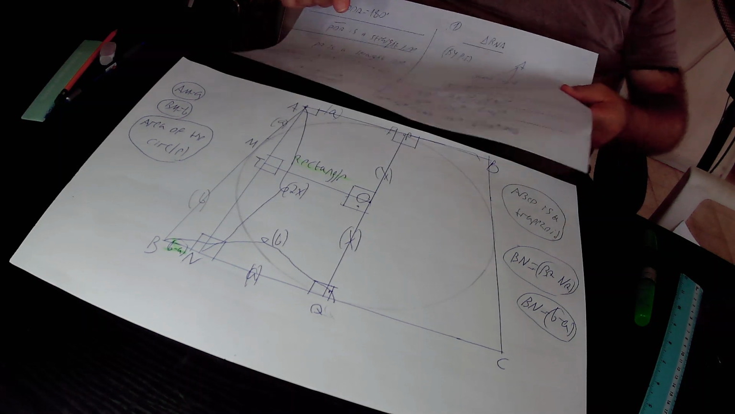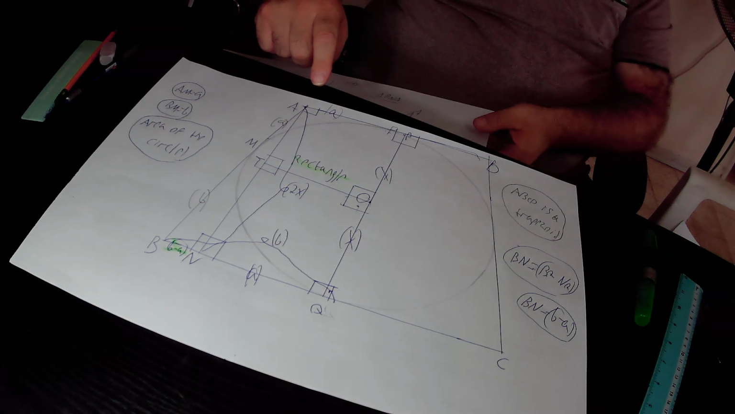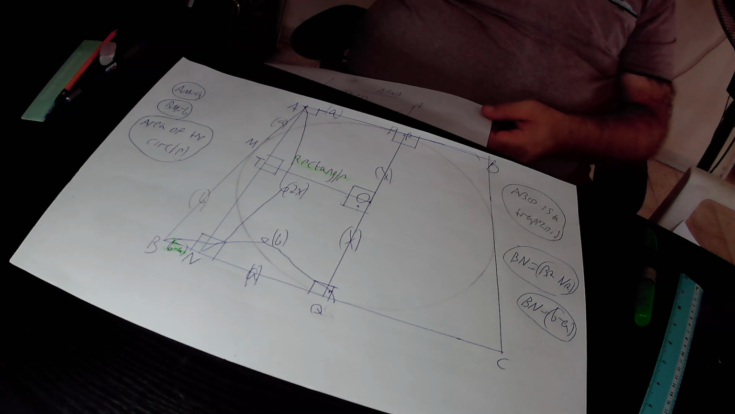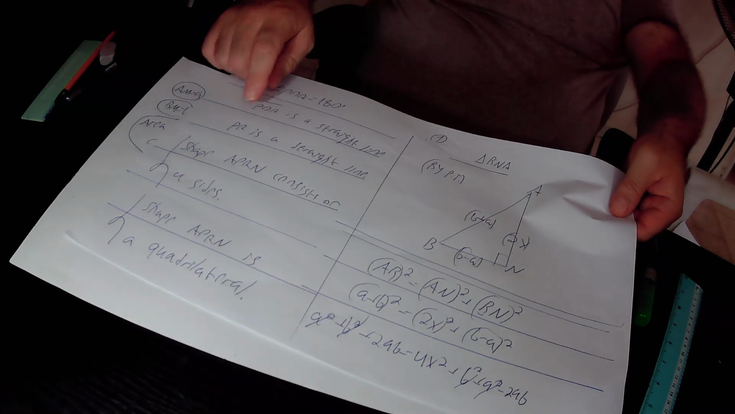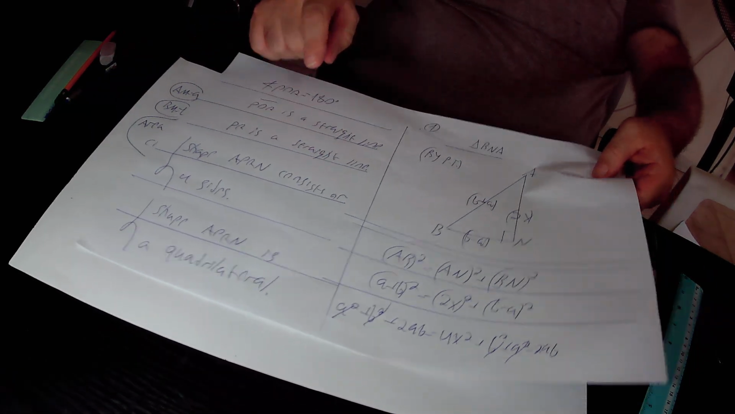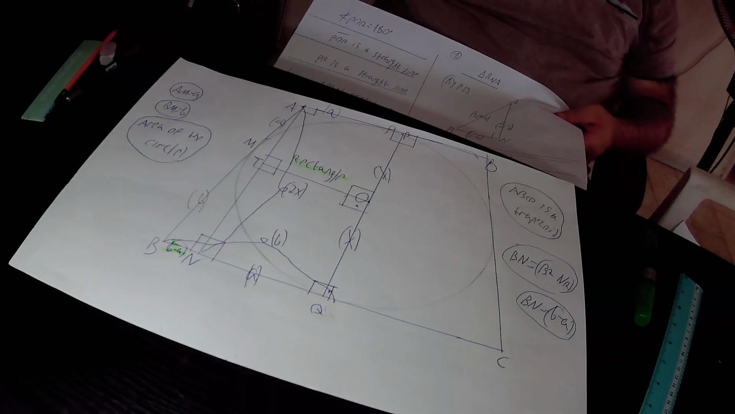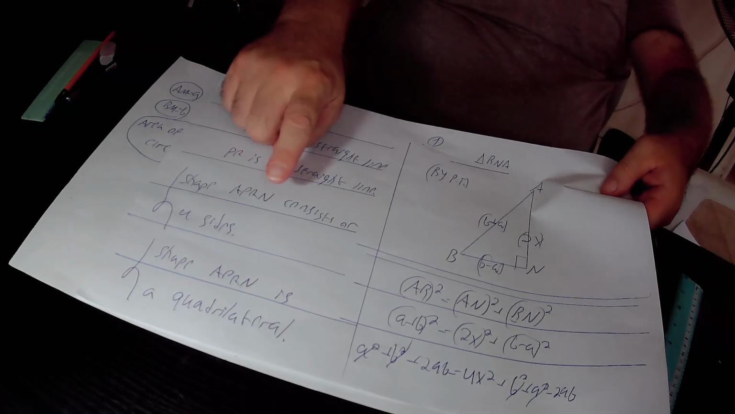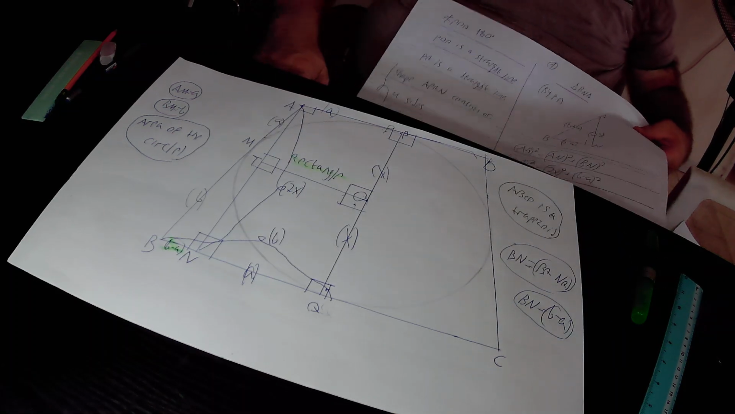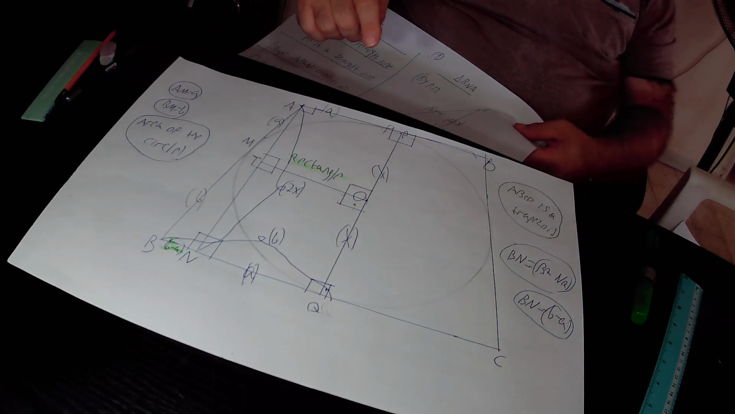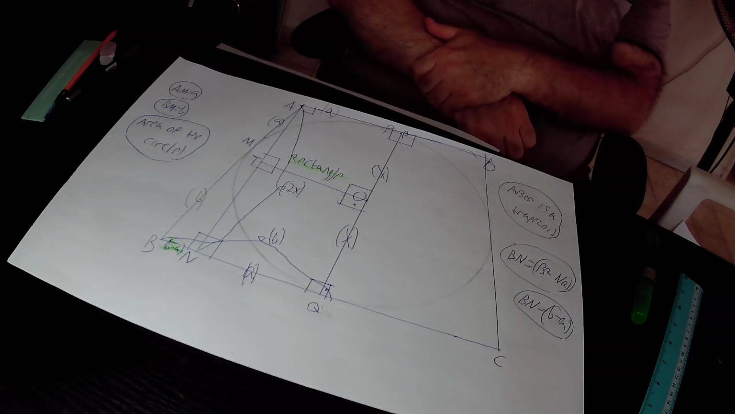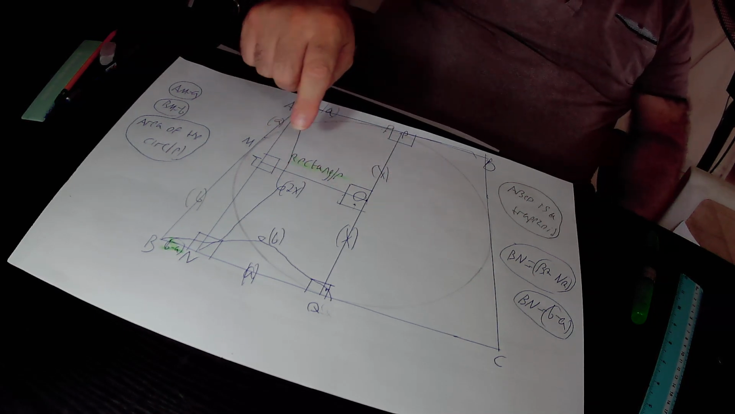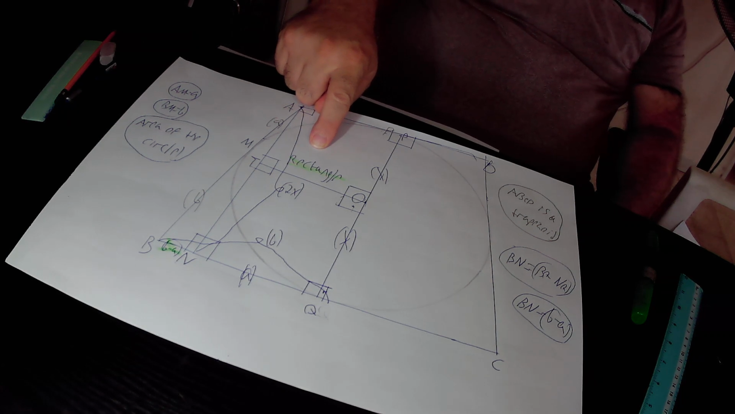PQ is a straight line, and therefore shape APQN has 4 sides. 1, 2, 3, 4. Shape APQN has 4 sides, and therefore shape APQN is a quadrilateral. But quadrilateral APQN has 4 right angles. And according to rule 5, any quadrilateral that has 4 right angles must be at least a rectangle if not a square. So we relate to this quadrilateral APQN as a rectangle because it has 4 right angles.